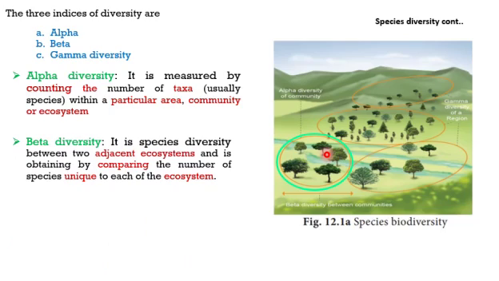So what does beta diversity mean? It is species diversity between two adjacent ecosystems and is obtained by comparing the number of species unique to each of the ecosystems. So what does it mean? Don't get confused, it's very simple. I told you all these are different communities or ecosystems because they are separated or apart. Beta diversity means between two adjacent ecosystems. Adjacent means nearby. So you have one ecosystem or community here, and you have another one. Remember what an ecosystem is? I told you, ecosystem means interaction between biotic and abiotic factors. So you have two ecosystems here, as well as two communities. So you just compare these two communities.